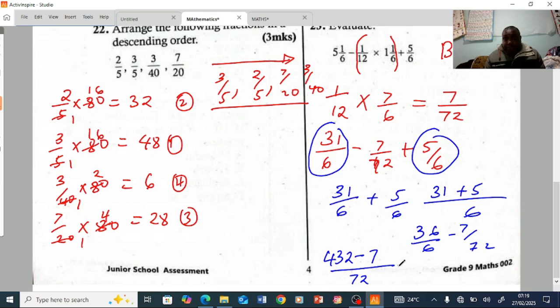So the answer is 425 divided by 72. And the final answer is 5, 65 over 72.